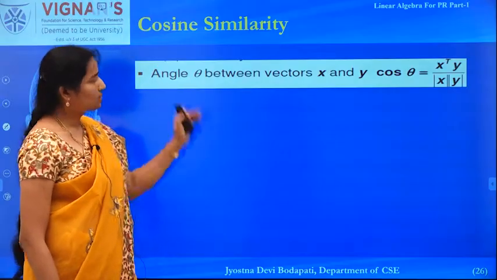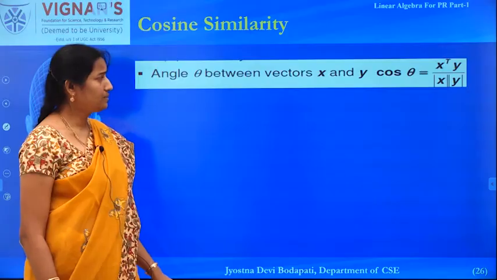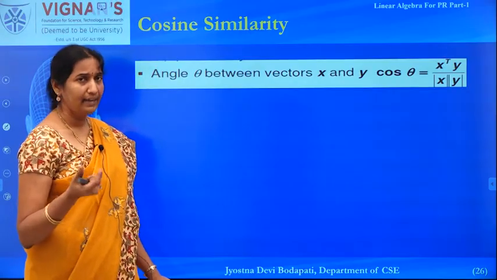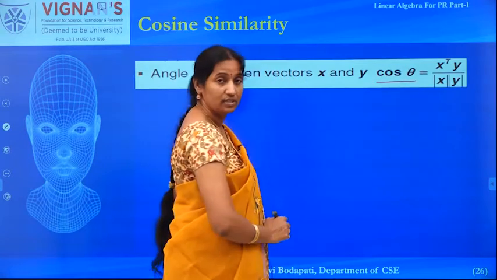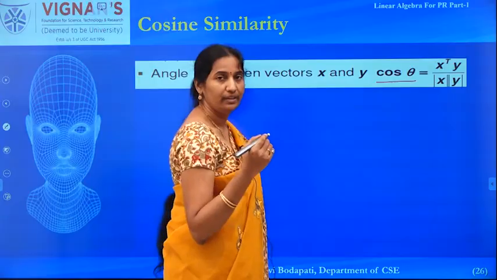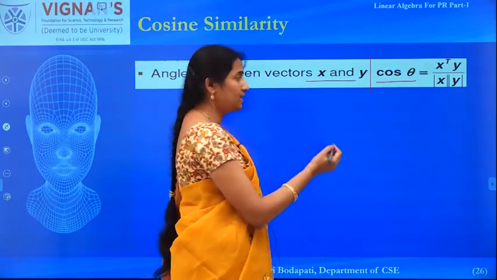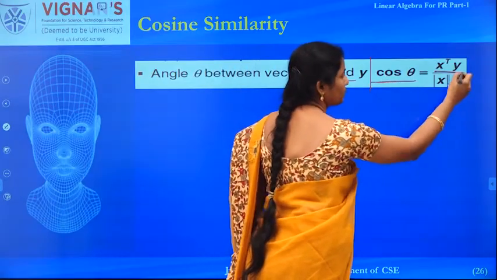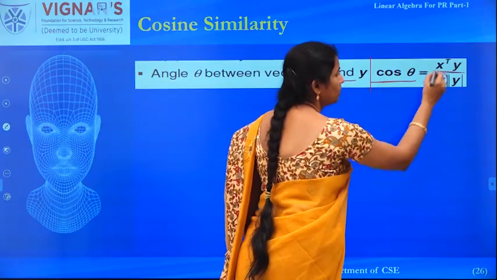Before that, let's try to understand what cosine similarity is. Cosine similarity, or cos theta, gives the angle between the two given vectors x and y. Here cos theta can be computed as x transpose y, which is the inner product of the vectors, divided by the norm of the vectors.